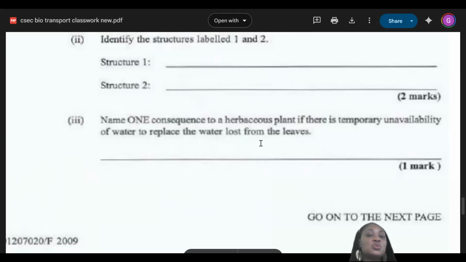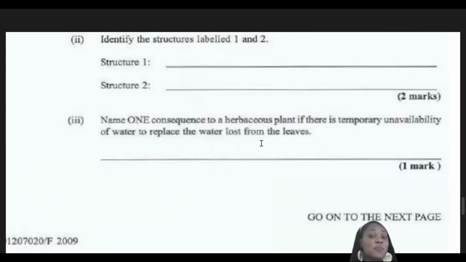Name one consequence to a herbaceous plant, like the celery, if there's a temporary unavailability of water to replace the water that was lost from the leaves. So remember that diagram I showed you earlier? What did I say would happen if a plant loses more water than it can absorb?